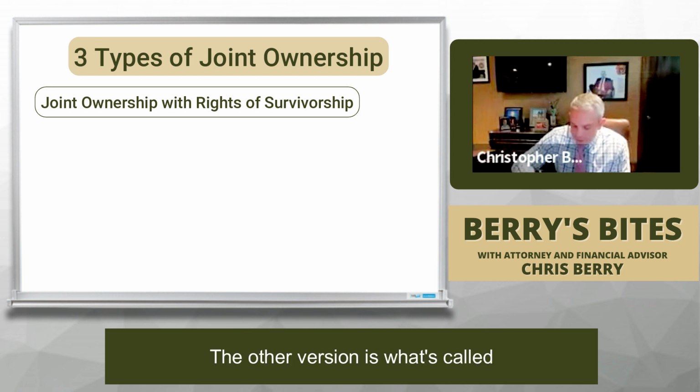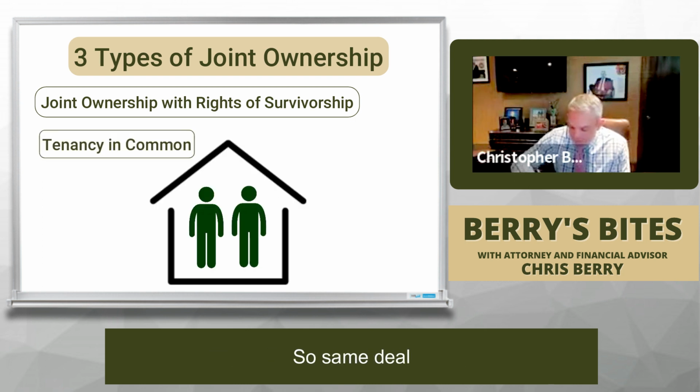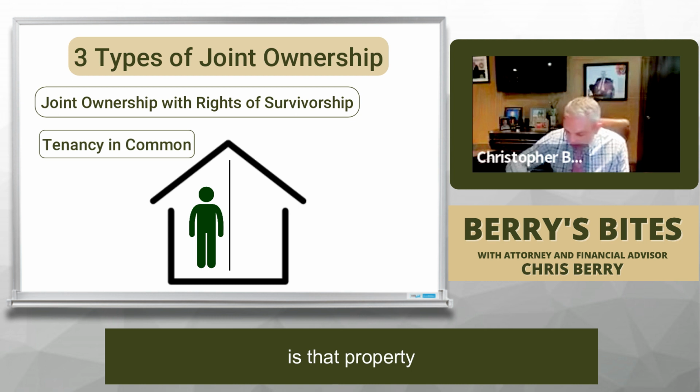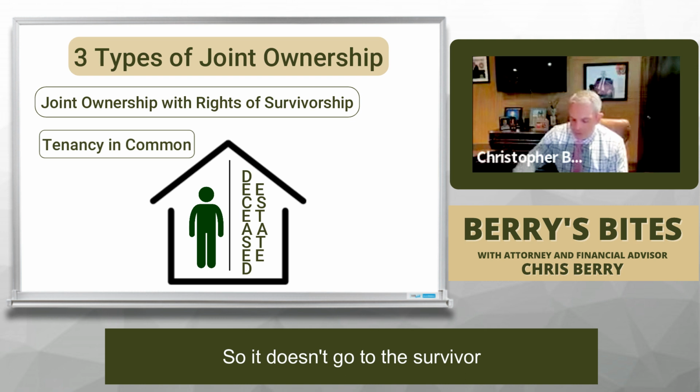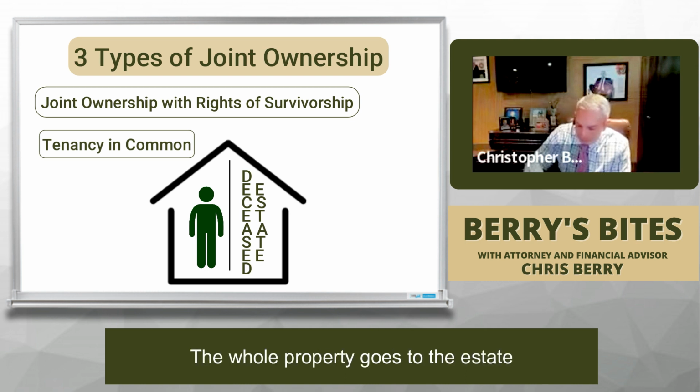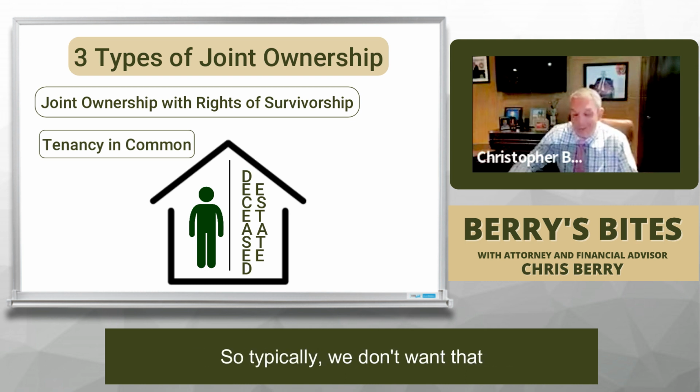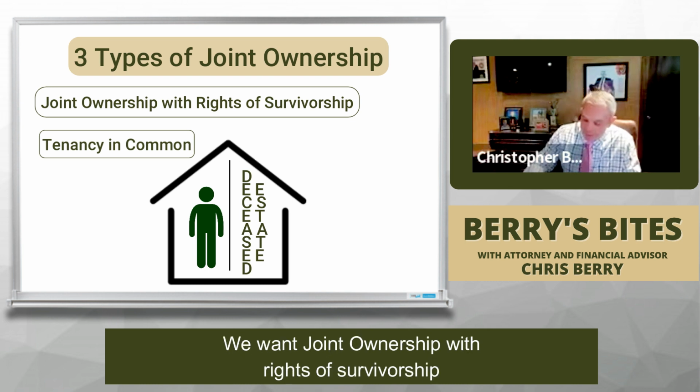The other version is what's called tenants in common. So same deal. We have two people. They own property together. One person passes away. Now what happens is that property now goes to their estate, which means it could end up in probate. So it doesn't go to the survivor. In this situation, the whole property goes to the estate. So typically we don't want that. We want joint ownership with right of survivorship.